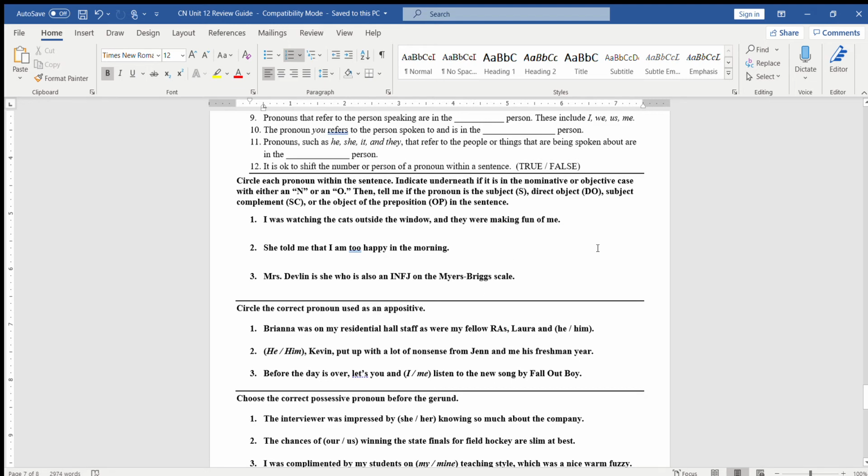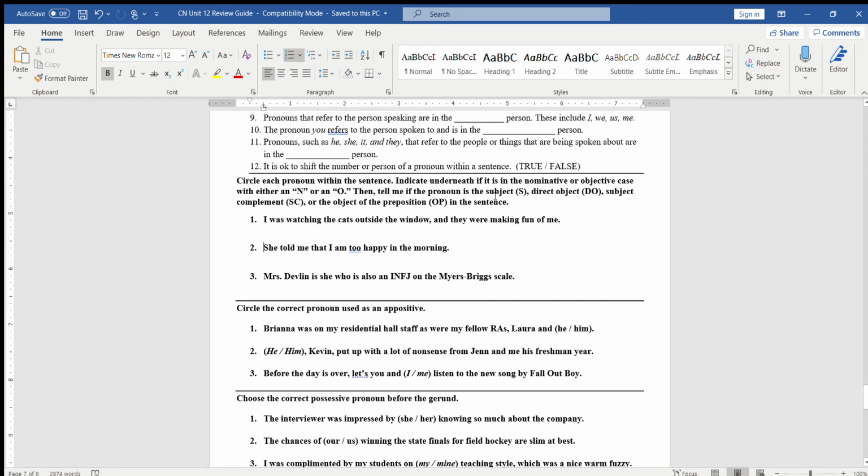So you have to circle the pronoun, and then tell me the case. Remember, if it's the nominative case, that means it is functioning as either the subject or as a subject complement. If it's the objective case, objective being the key word here, the O, then it's functioning as the direct object or the object of the preposition. So how do you tell the function?